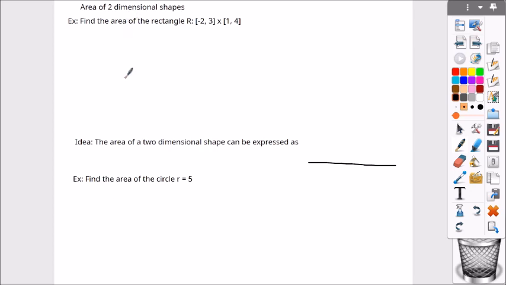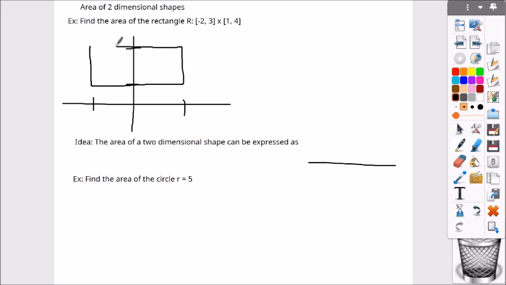So find the area of the rectangle -2, 3, 1, 4. So what will that look like? That will look like -2, 3, 1, 4. So something like this. It should be 15, right? Because that's 5 and that's 3. So let's check it out.